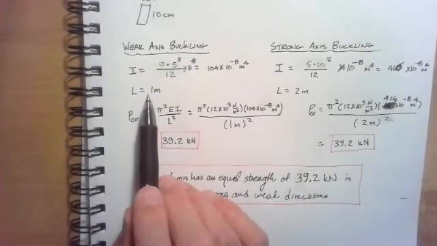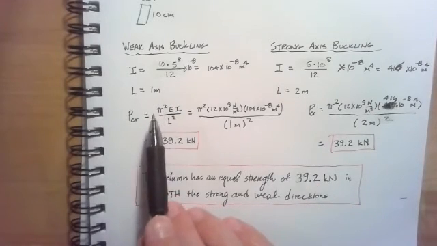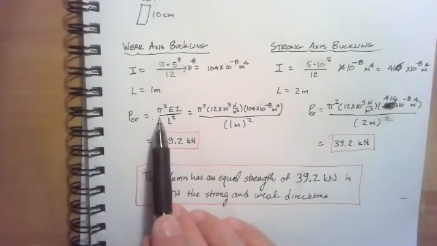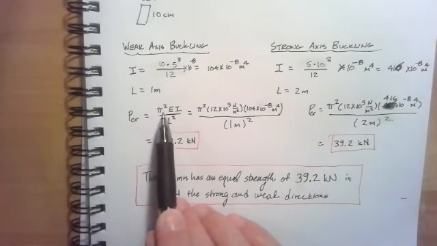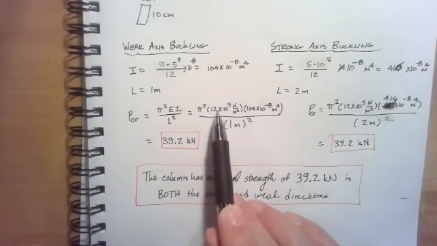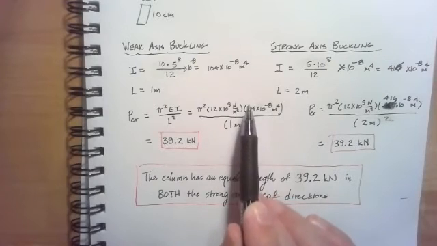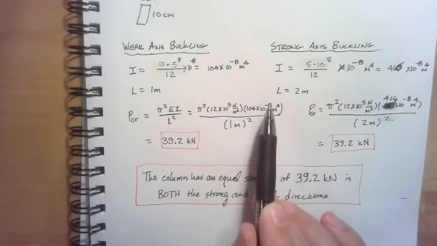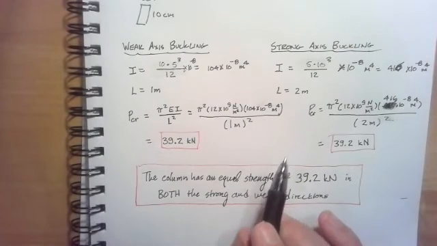So for the weak axis, I have an effective length of 1 meter. For the strong axis, I have an effective length of 2 meters. So I would apply the Euler buckling formula for both cases. I'm going to use the formula P critical equals pi squared EI over L squared. Pi squared times 12 times 10 to the 9th newtons per meter squared times I of 104 times 10 to the negative 8th meters to the 4th.